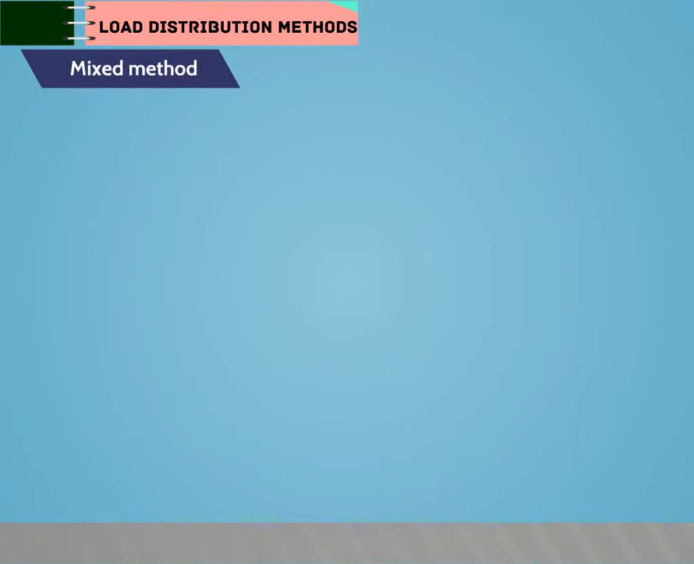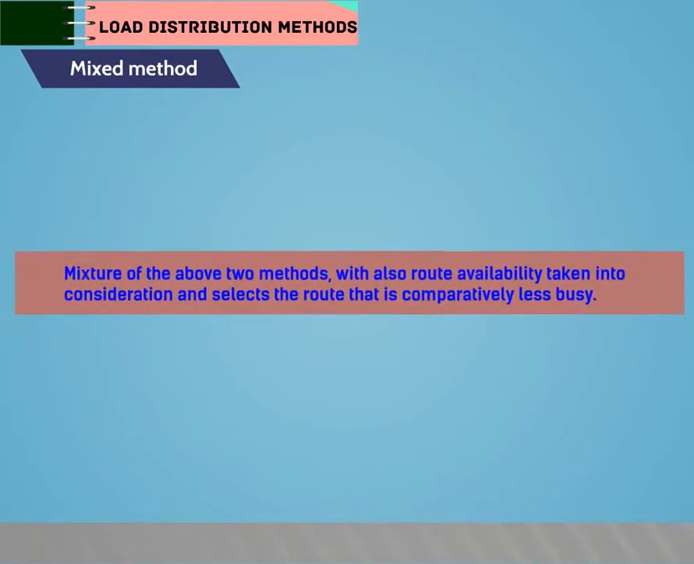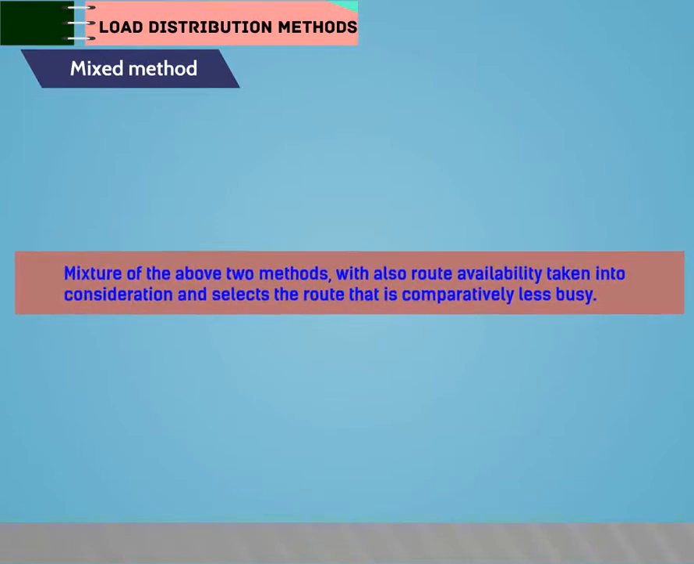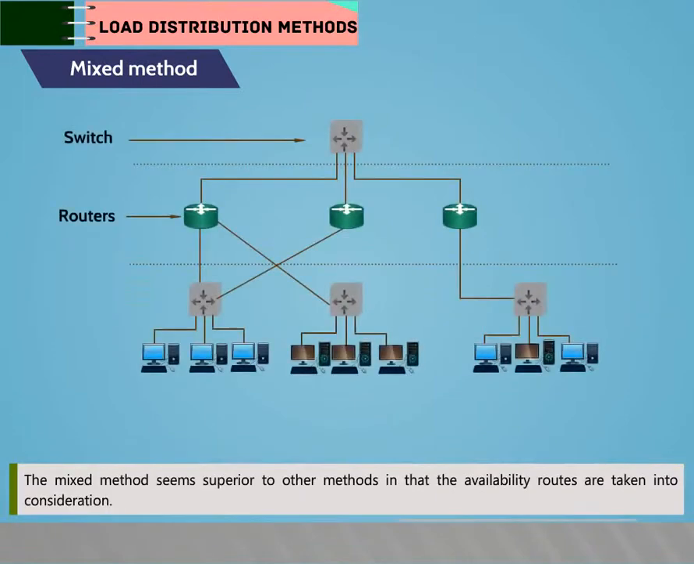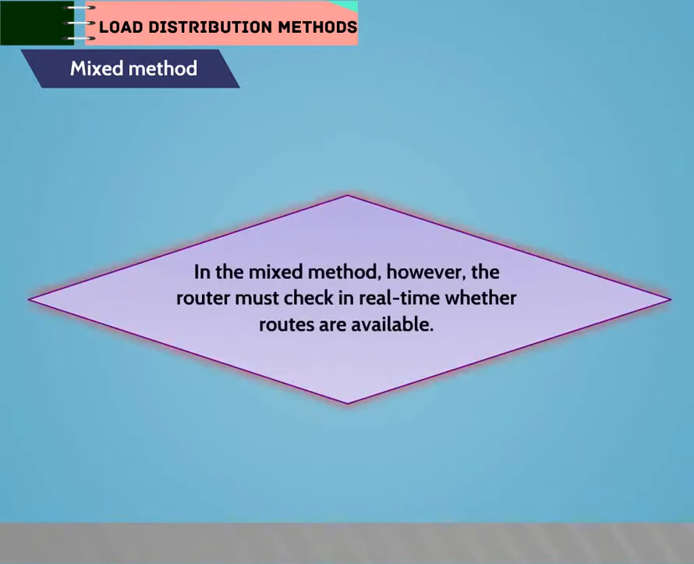Mixed method. Mixture of the above two methods with also route availability taken into consideration and selects a route that is comparatively less busy. The mixed method seems superior to the other methods in that the availability of routes are taken into consideration. In the mixed method, however, the router must check in real time whether routes are available.